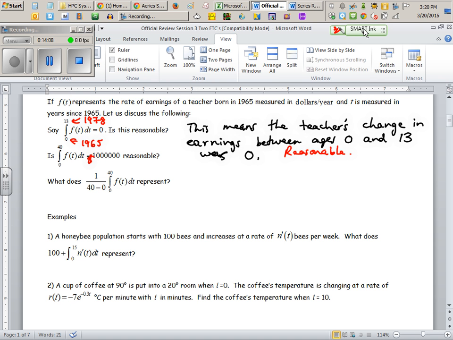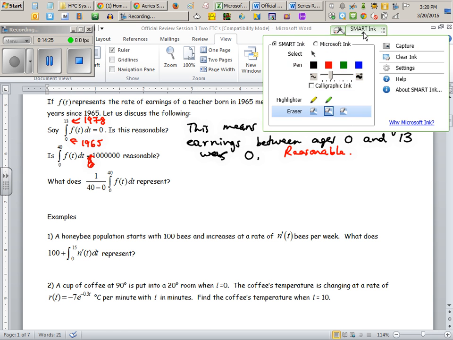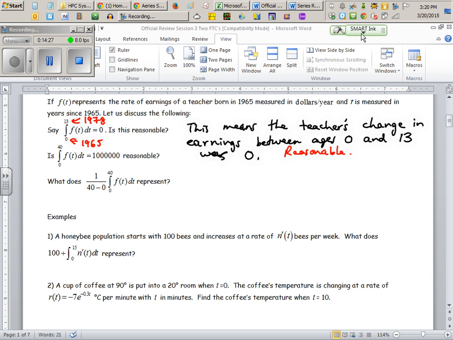The total earnings, not the total salary. No teacher makes $1,000,000 a year. That's not what it's saying. So this is collecting or accumulating all my money throughout the years. I'm sure I've been paid a total of $1,000,000 by now. Okay, so the second one's reasonable too.